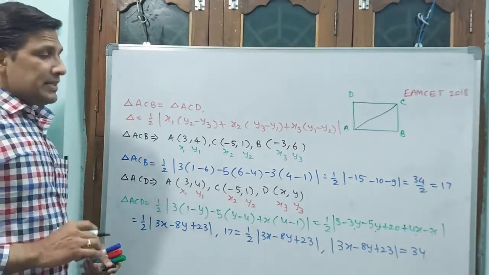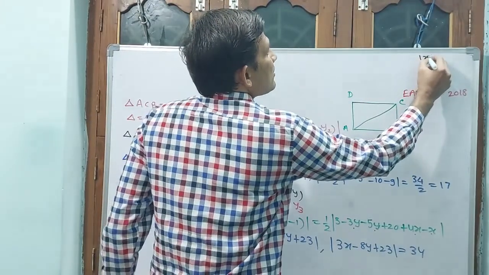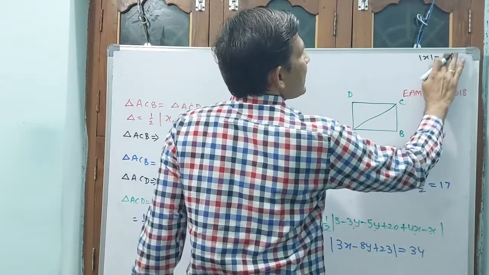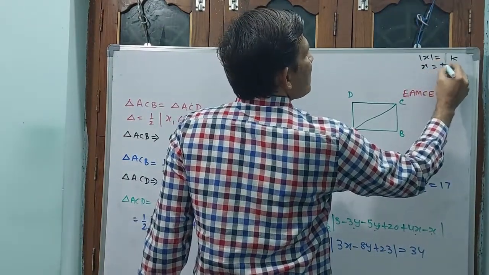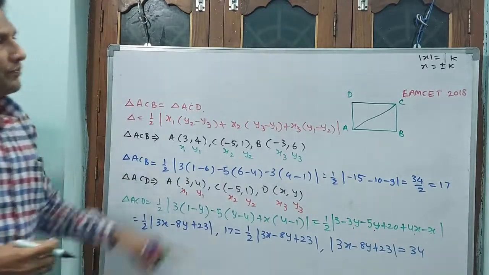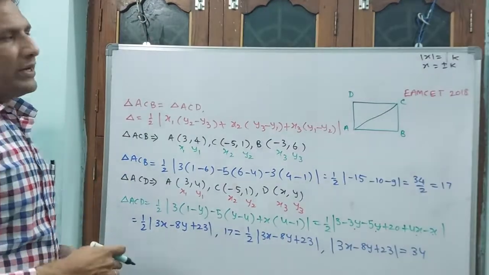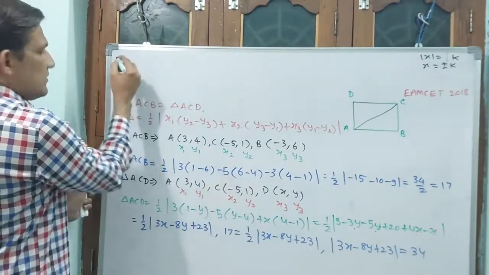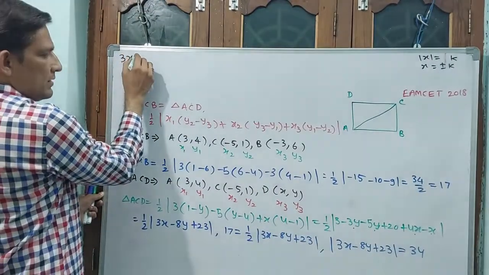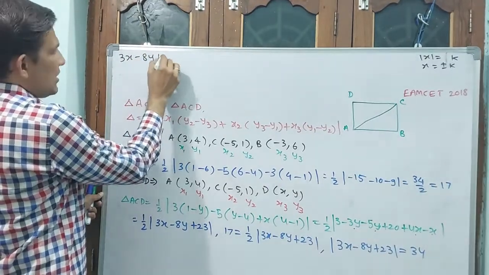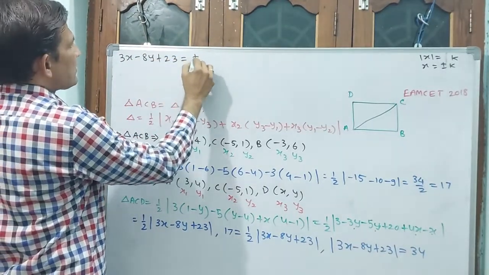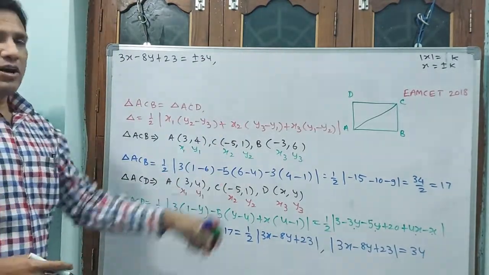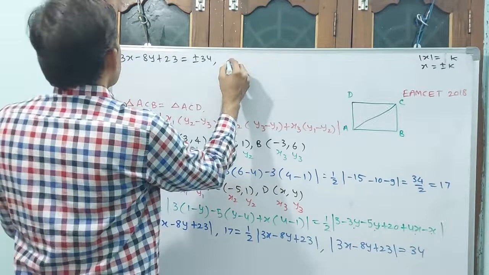See, we know one thing. Here I am writing modulus x is equal to k, then x is equal to plus or minus k. This formula we know, the property. See, I am removing this modulus. See what will happen now. 3x minus 8y plus 23 is equal to plus or minus 34. Is it correct? Definitely correct, because plus or minus k, this is constant.